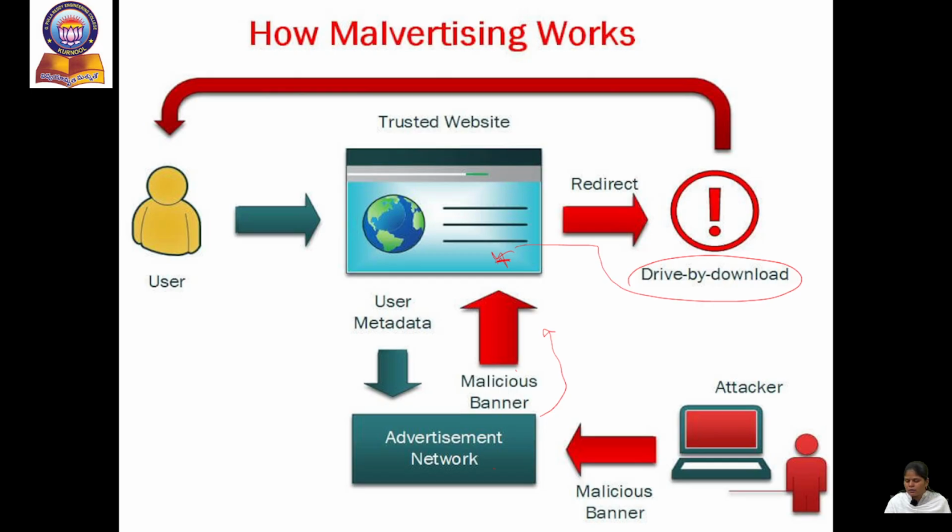That means the particular attacker will keep a functionality such that when the user clicks on the particular link, automatically some set of software gets installed on the victim's or user's system. Here the attacker will inject this malicious banner into the advertisement network, and from the advertisement network it will be injected into the trusted website. This is the process of how malvertising works.